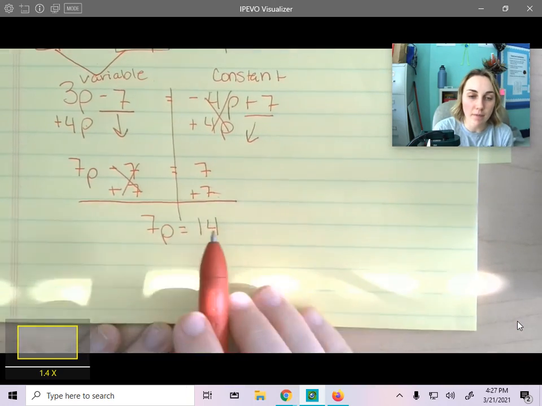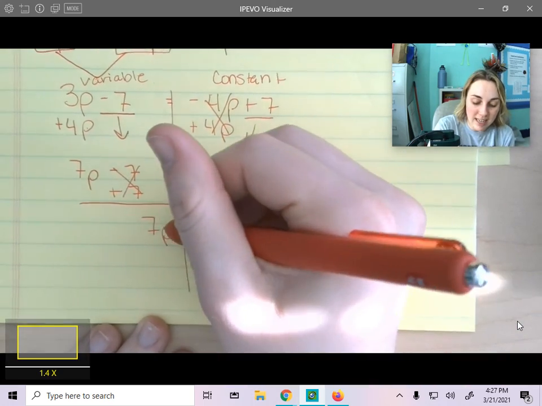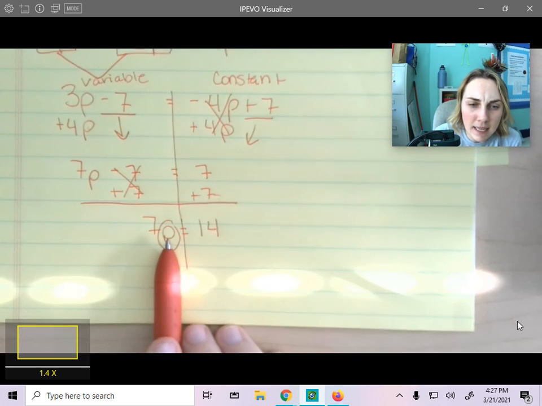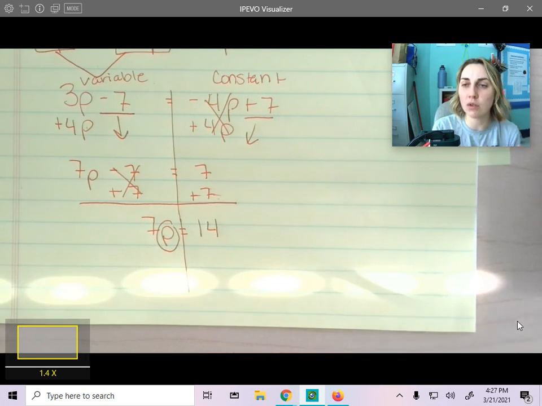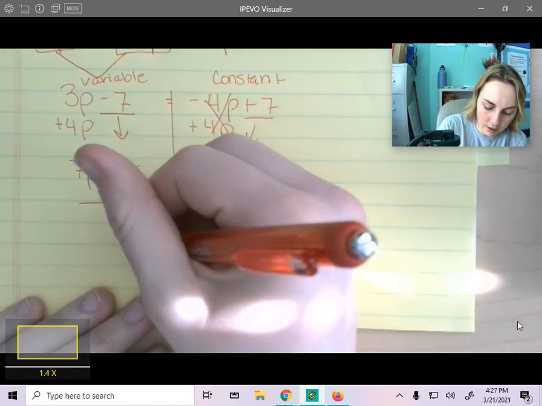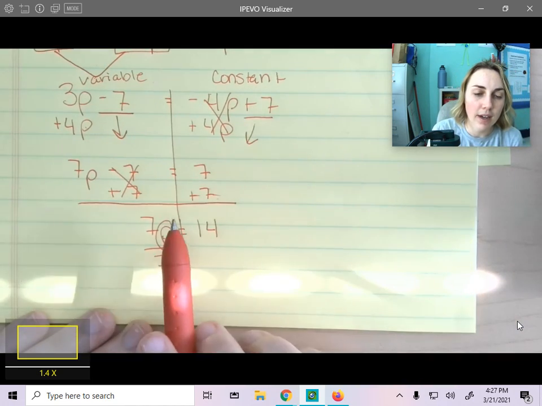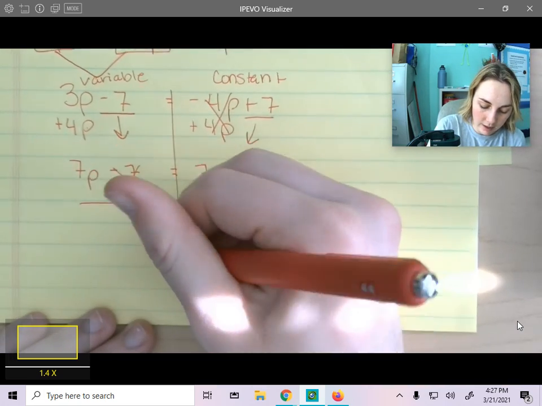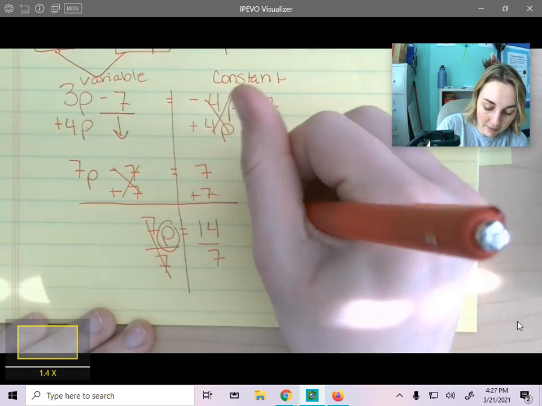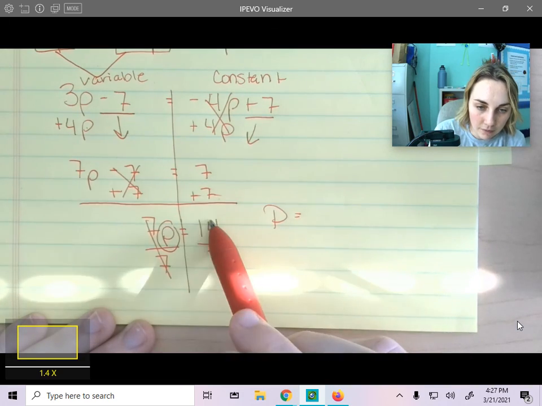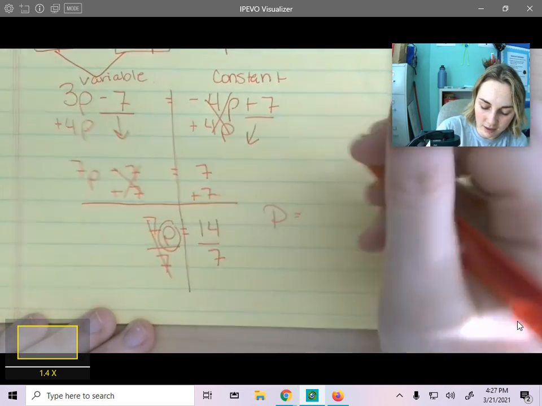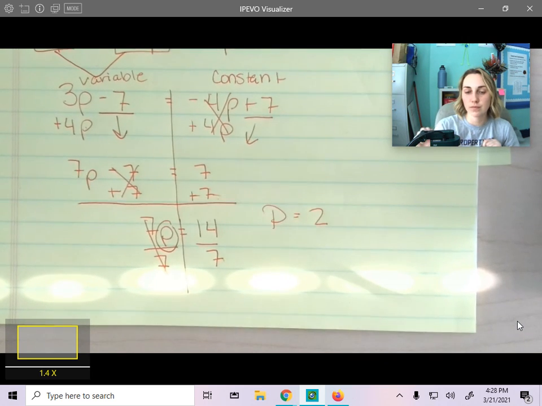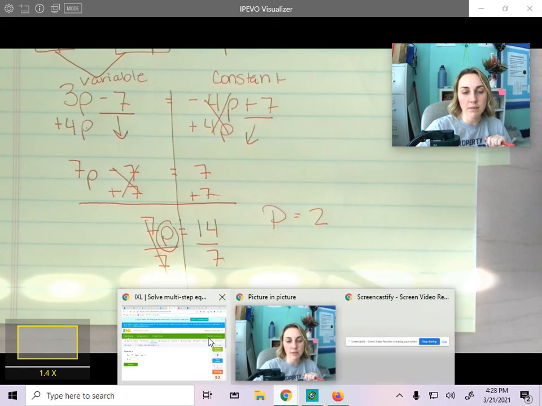And now I can solve my one-step equation. The whole goal is to get p isolated, so I need to do that. In this case, p is getting multiplied by 7, so I need to do the opposite of multiplication, which is divide it by 7. If I do that on one side, I have to do the same thing on the other side as well. These cancel out, but I have my p isolated now. 14 divided by 7, that's going to give me 2. So p is going to be equal to 2. So I'm going to go ahead and plug that in.